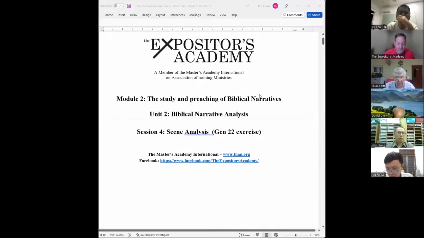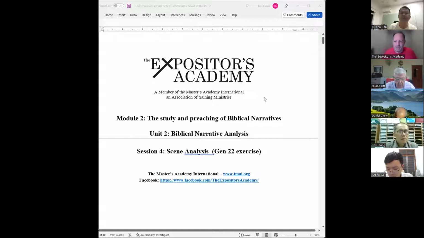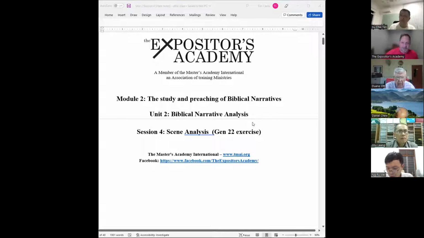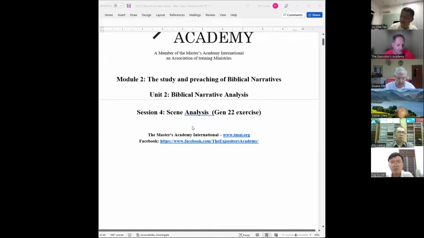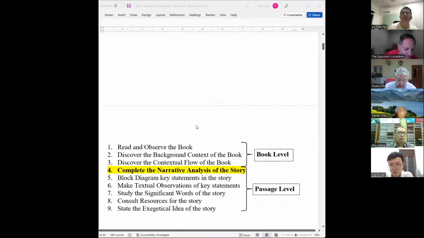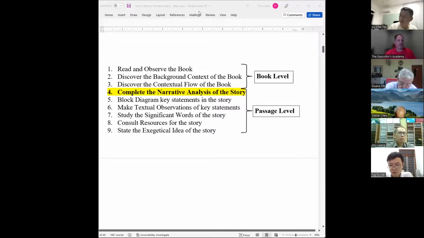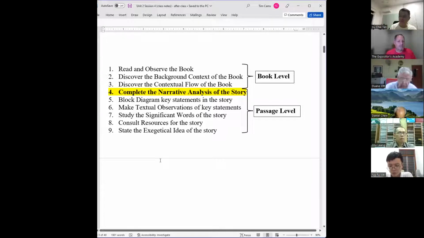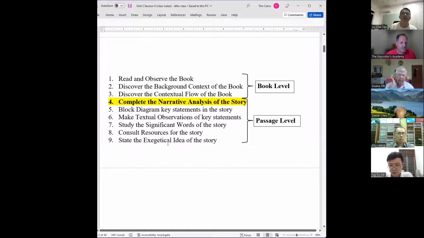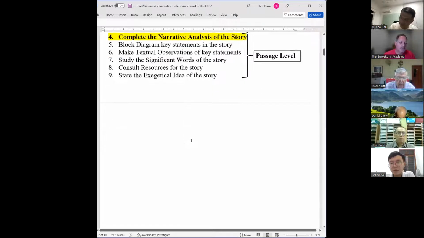Our focus today is going to be on the scene analysis, and we talked about that last time we gathered. And hopefully we'll be able to go through Genesis 22 together, just as an example and an exercise, and just to sort of bring us up to speed where we're at. We're in the fourth step of the process, where the focus is on the narrative and doing our particular specific steps related to breaking down a story and understanding the story.